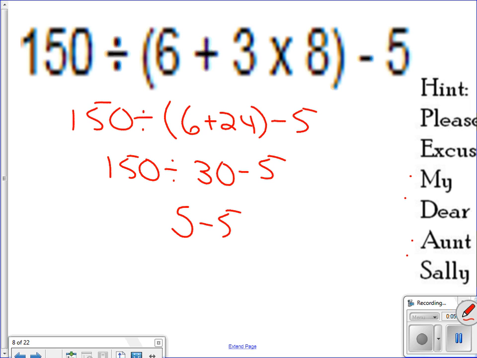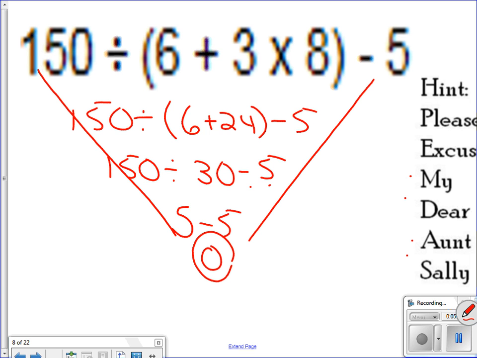minus 5. I'm bringing this part down. 5 minus 5 is 0. So this large problem actually equals 0.